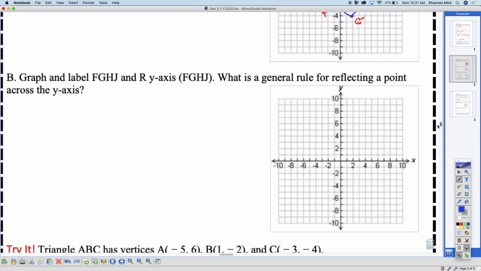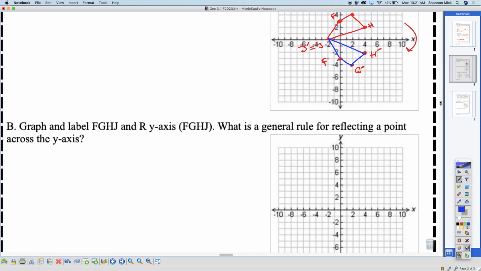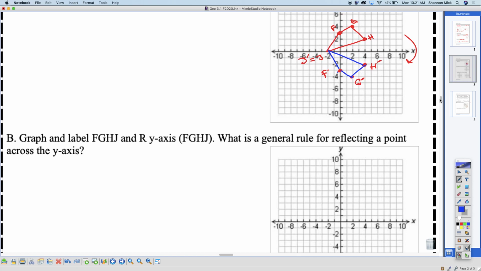Okay, it says graph it again. I'm going to put it here. So graph the same one, the same quadrilateral again. Like the first one we did? Uh-huh.